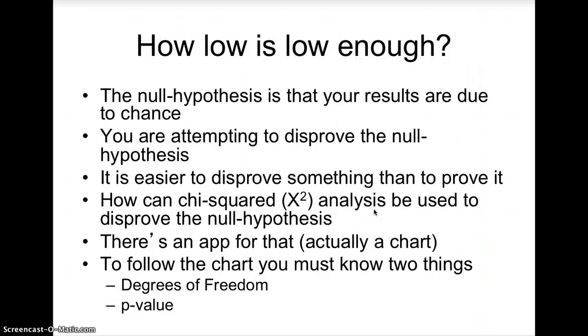So how low is low enough to say definitively whether the results are due to chance? Well, if your null hypothesis is that the results are due to chance and you're attempting to disprove this null hypothesis, how can chi-squared analysis be used to give evidence against that null hypothesis and therefore in support of the alternative? There's a chart that you can use for that, and the chart is going to incorporate degrees of freedom, which is how much variance you can have in your data and still consider it reliable, and a p-value, which is the probability of the null hypothesis being true.